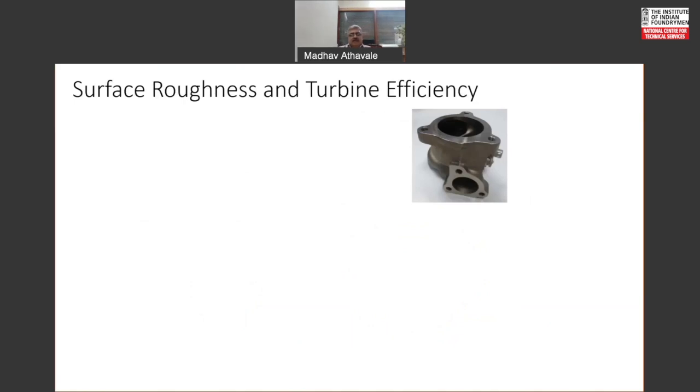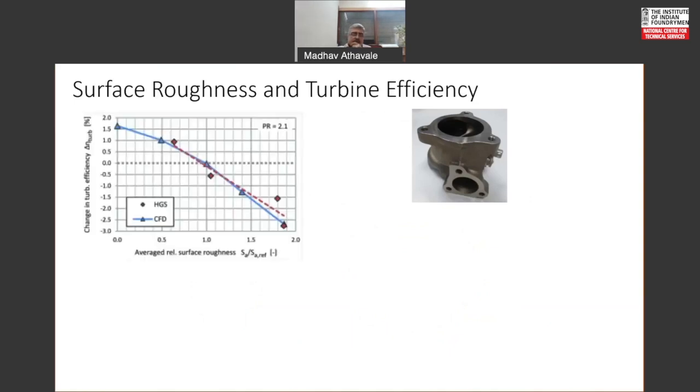Now let's look at a turbocharger housing and turbine efficiency. This is a stainless steel casting. And here are the studies. This is taken from a paper which studied the effect of surface roughness on the efficiency of the turbine. On the left hand side, on the graph that you see, the red points are the actual readings from hot gas stand readings, and the triangular ones are CFD model readings. And you can see they match fairly well.